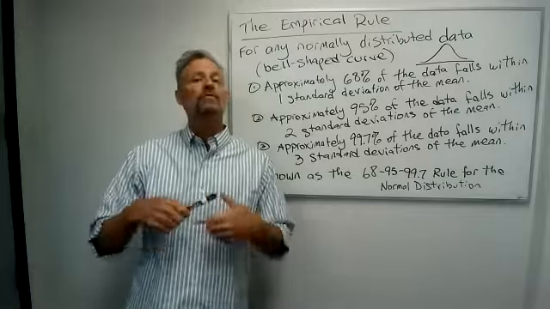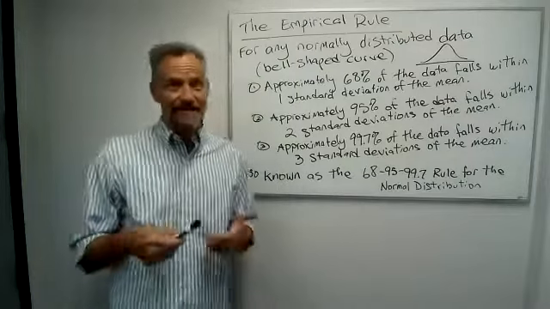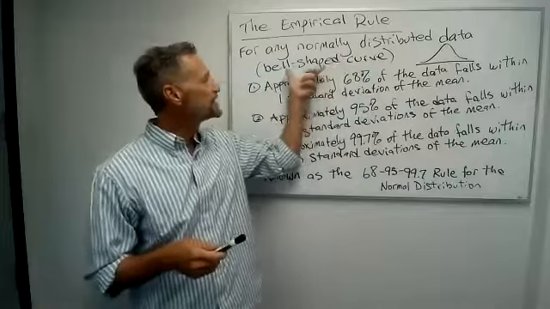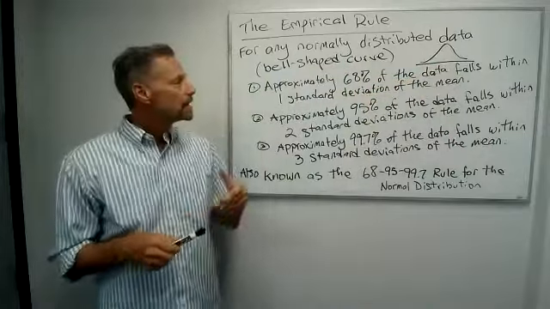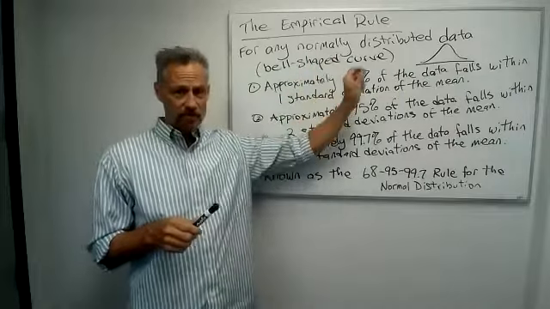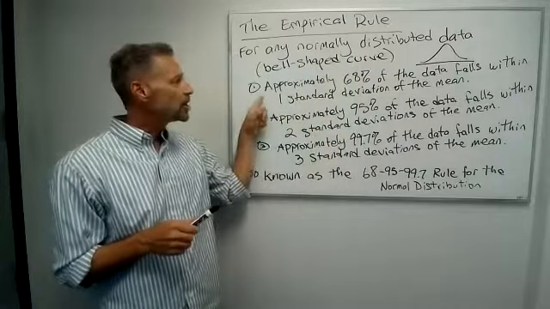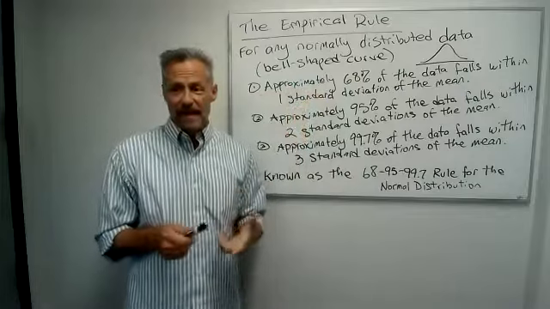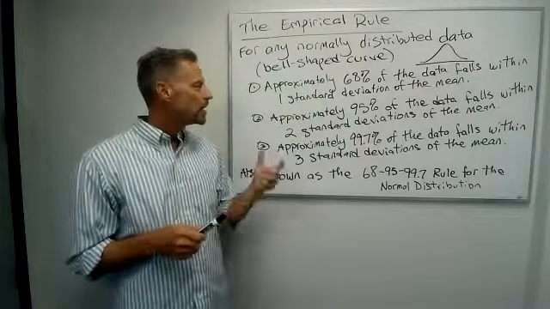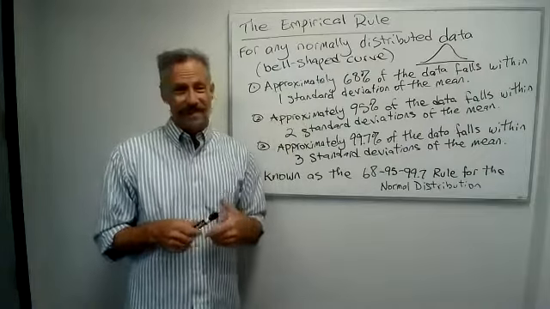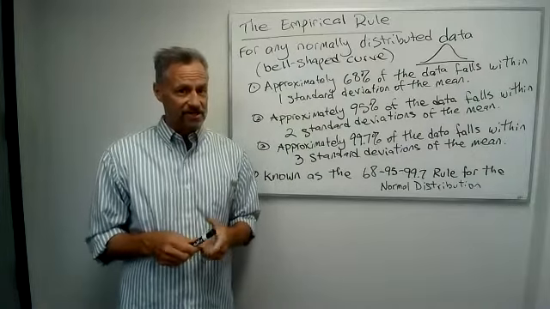Okay, the empirical rule says for any normally distributed data. Well, normally distributed data just means it's a bell-shaped curve. It has this type of look to it. If it's a bell-shaped curve or a normally distributed data set, approximately 68% of the data falls within one standard deviation of the mean. Approximately 95% of the data falls within two standard deviations of the mean.